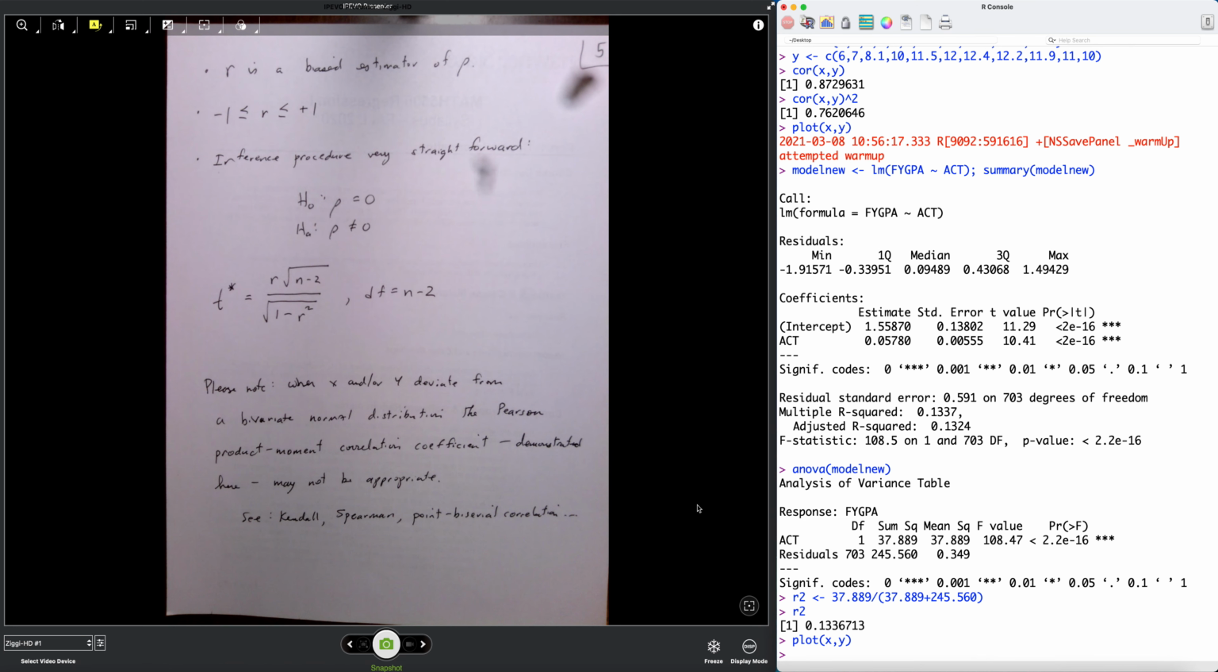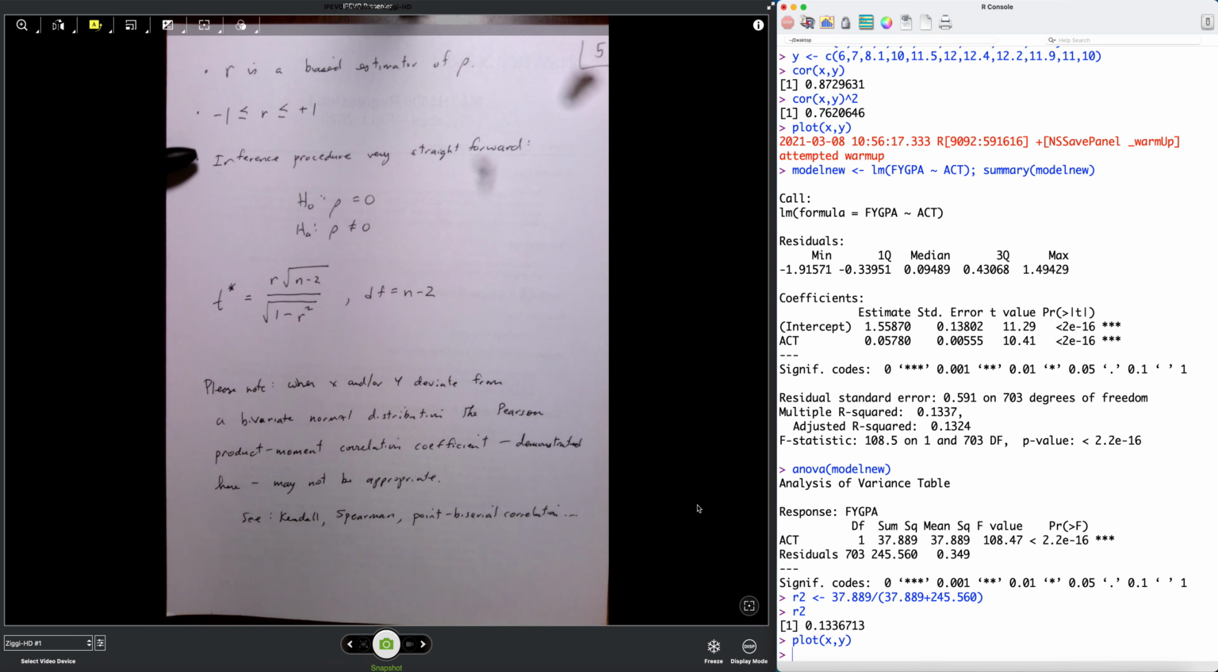All right, a little bit about r. r is a biased estimator of rho. Typically, we want unbiased estimators of rho, but when our sample size is large, it actually converges into being an unbiased estimator. Our r value will always be between -1 and +1. Really interesting proof using the relationship between the sum of squares regression and sum of squares total. May have that as a homework assignment.